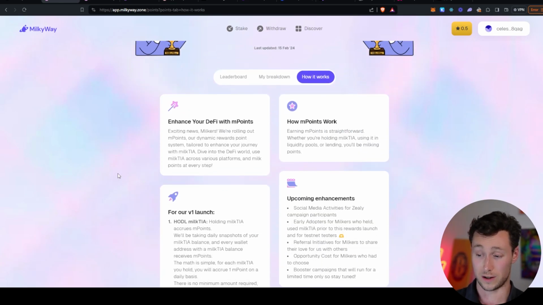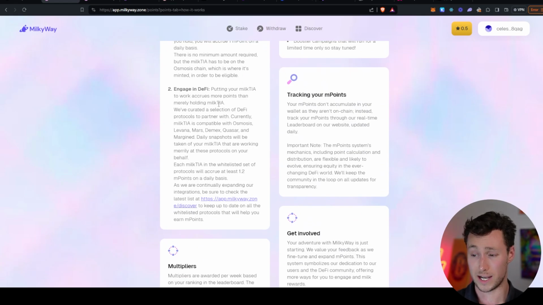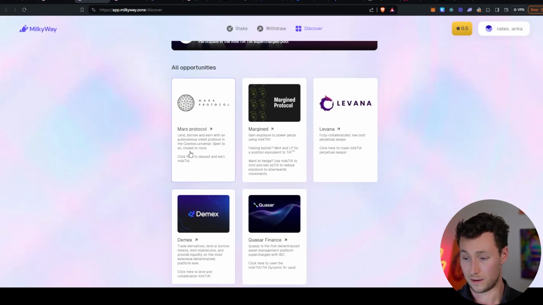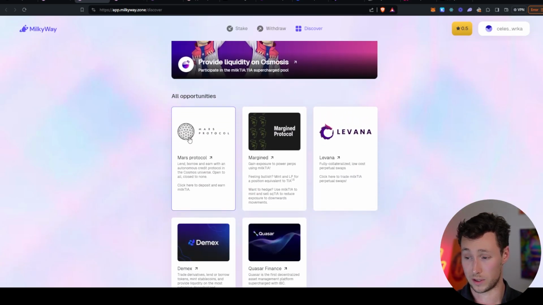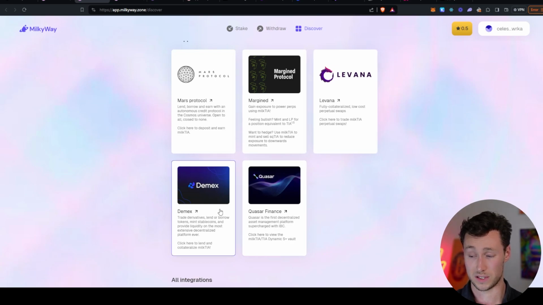However, you can actually earn extra points if you then take that milkTIA and you use it in DeFi. As of now, there are 5 applications that you can deploy the milkTIA into. There's Osmosis, there's Mars Protocol, there's Margin, there's Levana, there's Demex, and there's Quasar Finance.